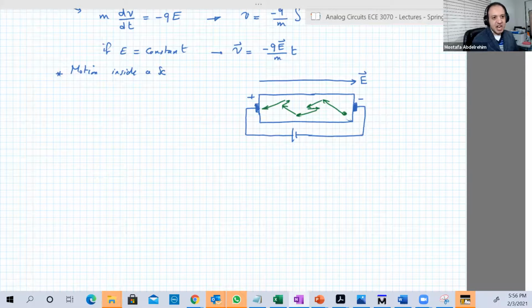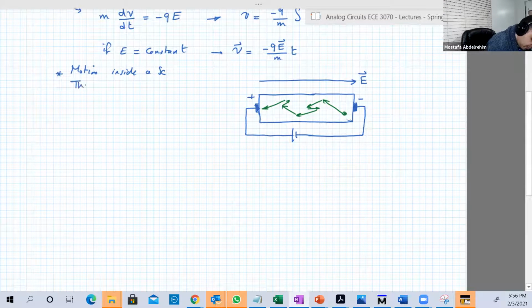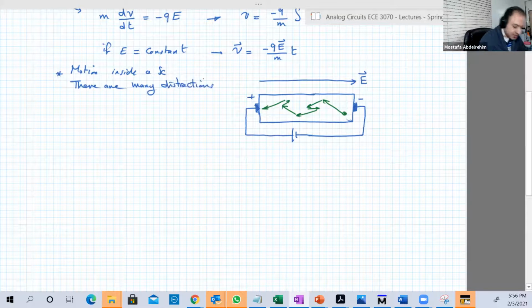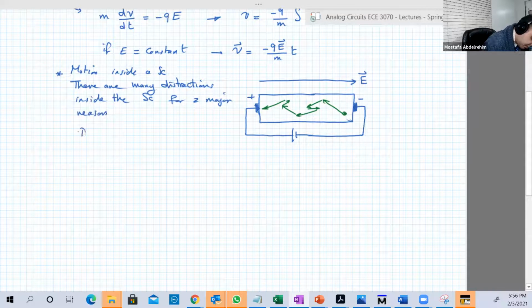So there are many distractions inside the semiconductor. We have two major reasons for this. Number one, atoms' vibration, or let's say it more formally, thermal vibrations.